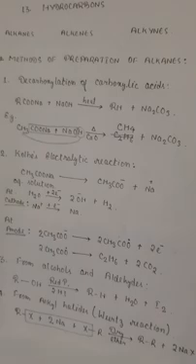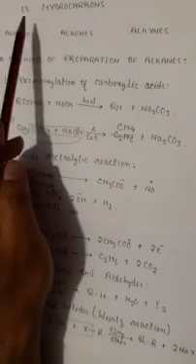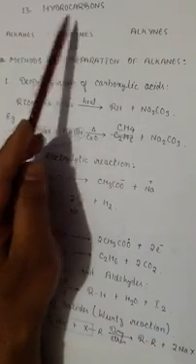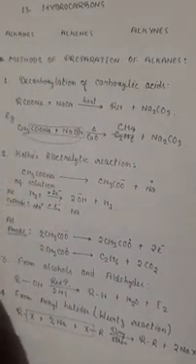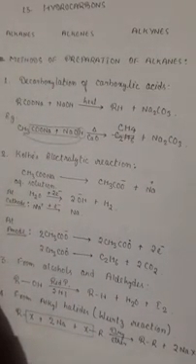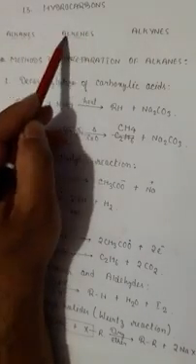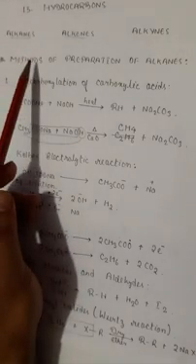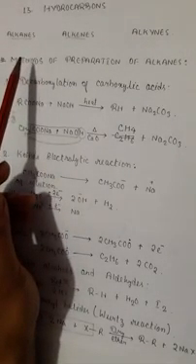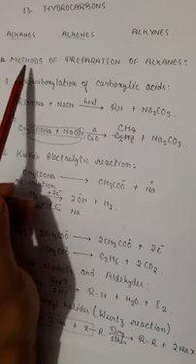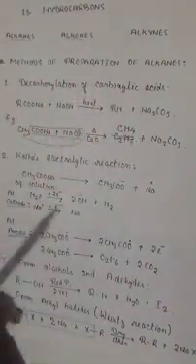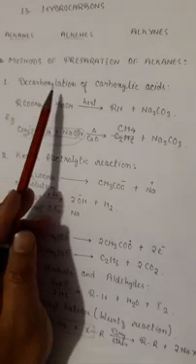Today we will be starting with a new chapter, that is chapter number 13, hydrocarbons. So hydrocarbons are classified into three categories, that are alkanes, alkenes and alkynes. So here we are going to learn about alkenes first. We are going to discuss methods of preparation of alkenes.